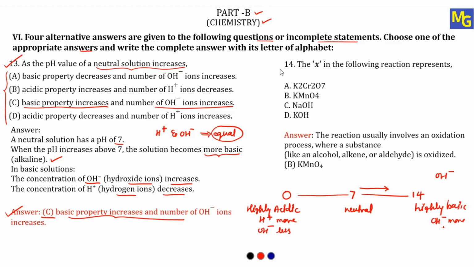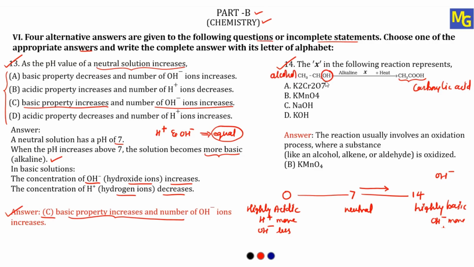Now the next question is question number 14. The question says, the X in the following reaction represents. This is the reaction which is given, that is CH3CH2OH. This OH group indicates it is an alcohol. When the alcohol is heated in the presence of this X, we are going to get a carboxylic acid. So here this is carboxylic acid and this is alcohol. So we are going to convert alcohol into acid.